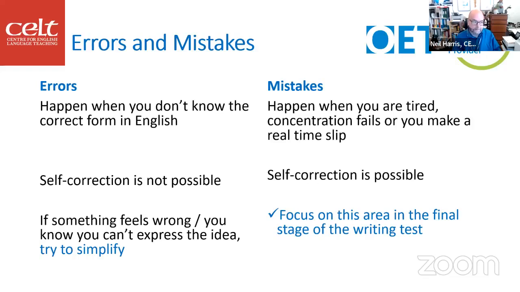Different, however, are mistakes. And mistakes relate to grammar, spelling, vocabulary, false friends that happen when we're tired, when our concentration slips, or just in the speed of writing that letter, you just maybe miss out a word. If it's language that you know, by definition, you can self-correct it. And this is the focus, therefore, of the second area of improving your writing, focusing on things that you know you make as slips on a frequent basis.